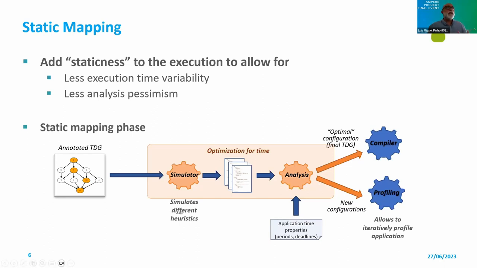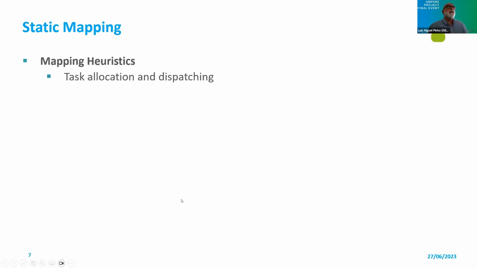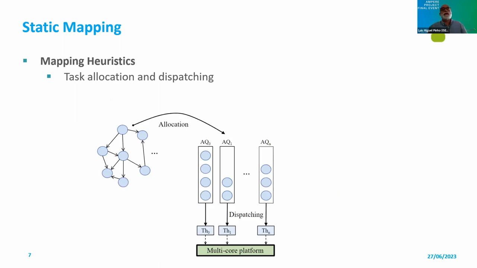And for this, the heuristics that we have, we are considering heuristics for two different phases. First, the OpenMP tasks are allocated to the different threads in the system, one thread per core. Then we have a dispatching phase where the thread selects the task that will be executed next, in fact the task part that will be executed next.